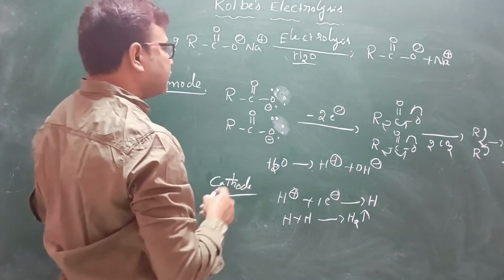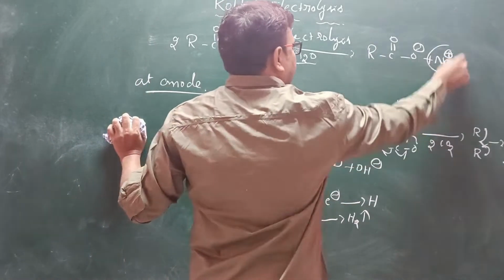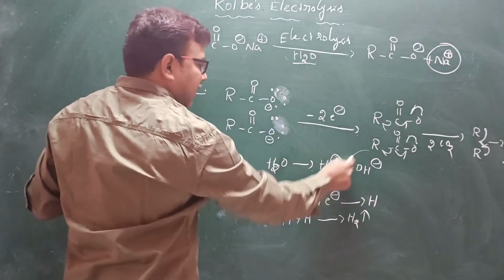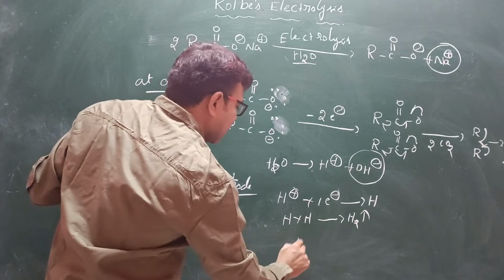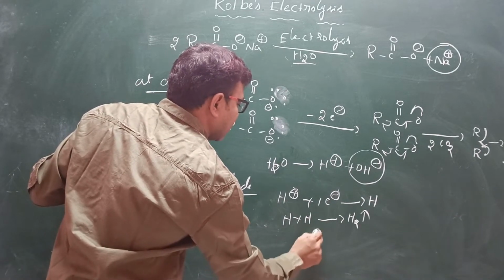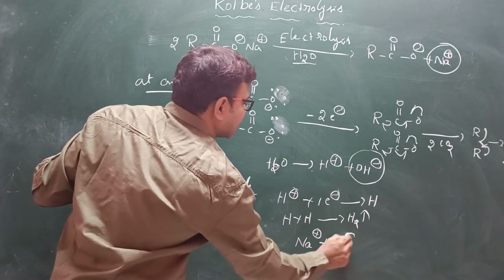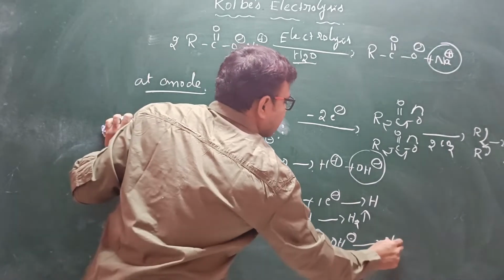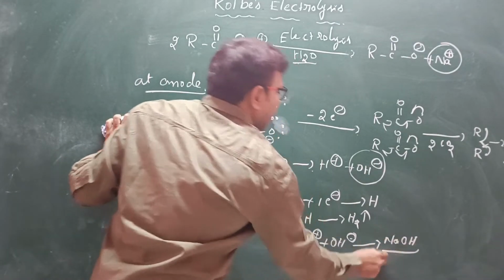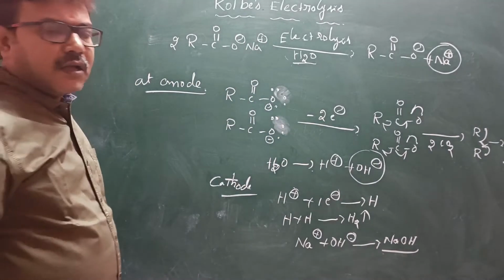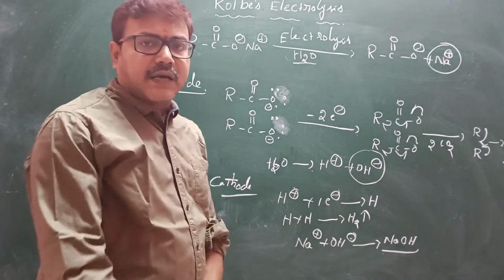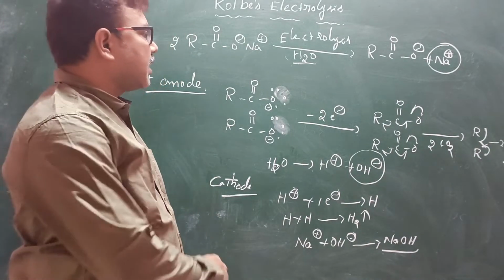So the remaining are Na plus ion and OH minus ion. The Na plus ion combines with the OH minus ion to give NaOH. After completion of the reaction, the solution has basic character, and the pH is greater than 7.